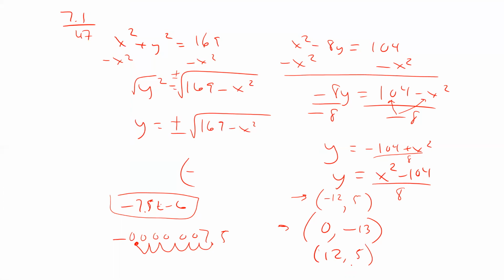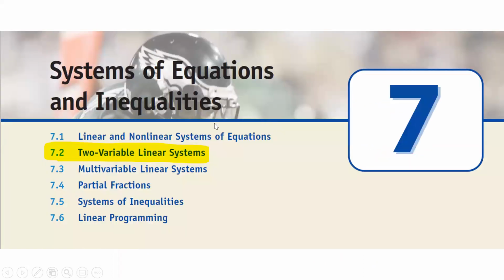No. Okay. So let's jam with, let's see, 7.2. So 7.1 was something called substitution method. Is that right? Okay. And it was linear and nonlinear equations. 7.2 is called the elimination method. So we're in 7.2. It's called two variable linear systems.